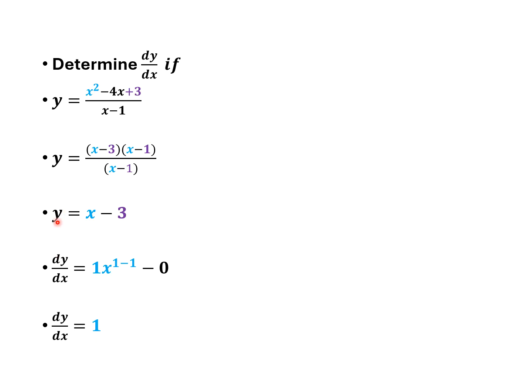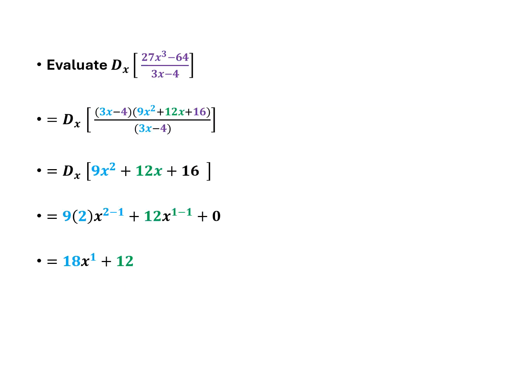So I differentiate y with respect to x. 1 times 1 stays 1, 1 minus 1 becomes 0. Alright? The first derivative of a constant becomes 0. 1 minus 1 is 0, x to the power 0 is 1, and 1 times 1 simply stays 1. So this answer equals 1. Alright, let's look at the second problem.